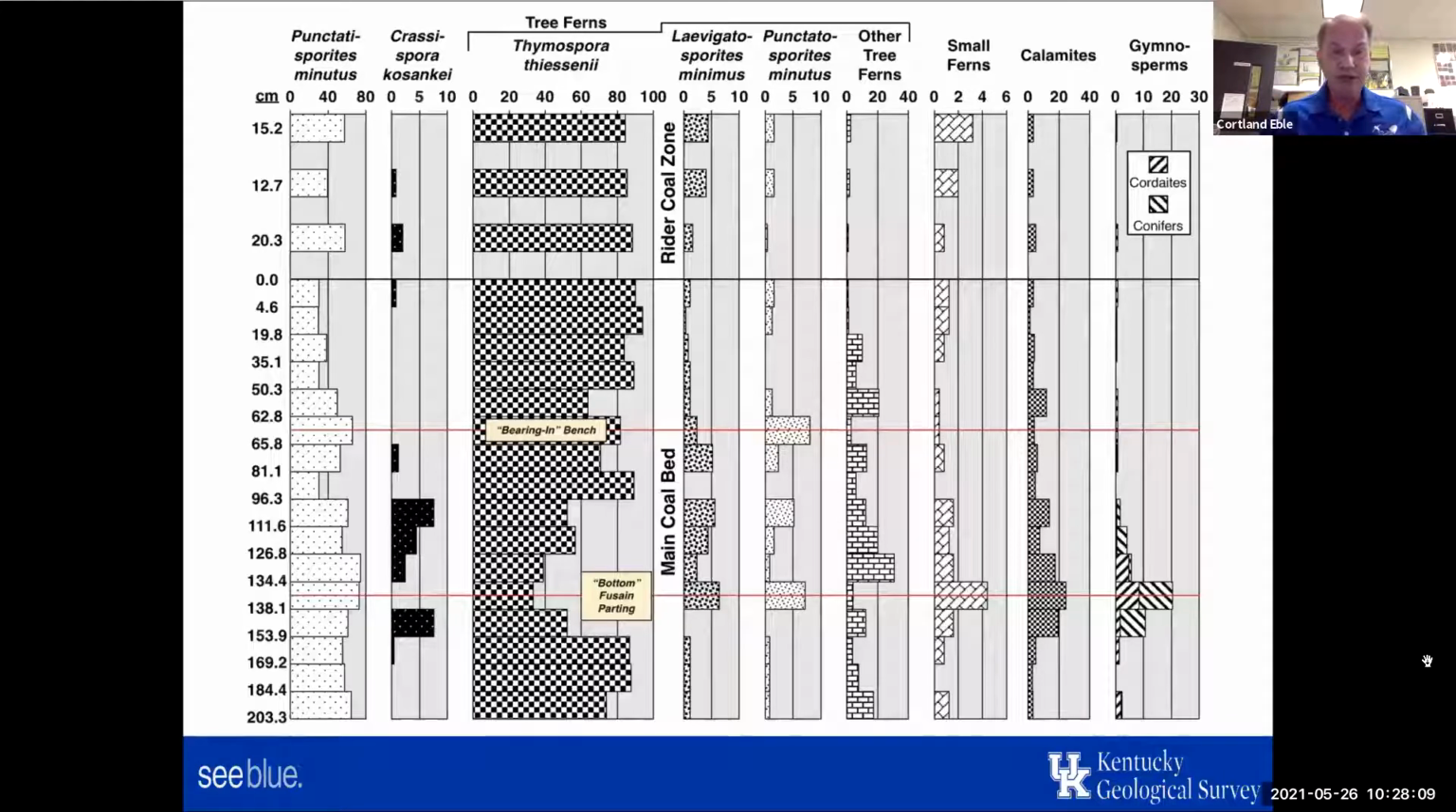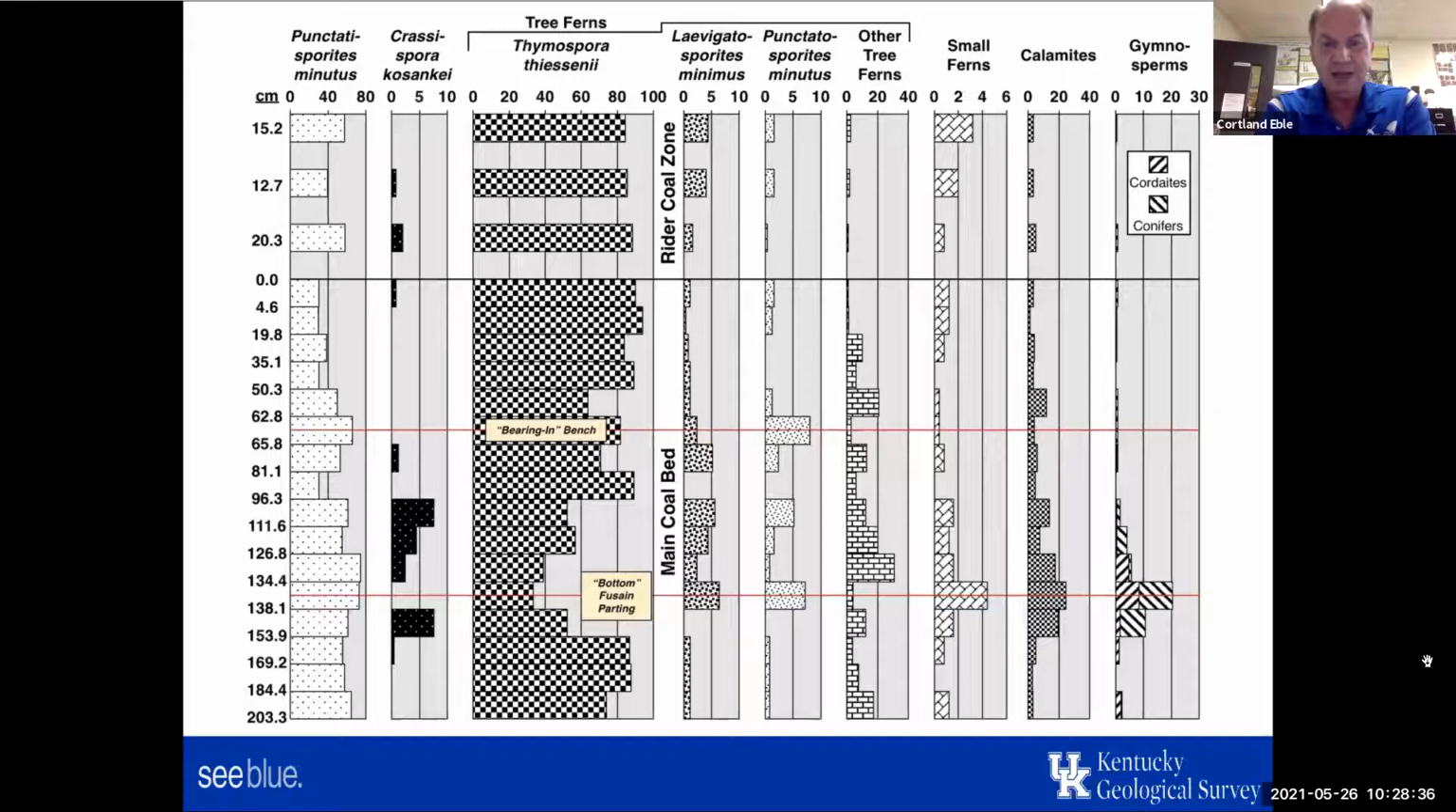And what we're showing here is the Pittsburgh coal, up in the Gazelian. What you can see here is that the Pittsburgh is 2 to 3 meters thick, so it's very heavily mined. What I'm trying to point out here mainly is that it's all tree fern dominant spores, with minor amounts of calamite and other things.